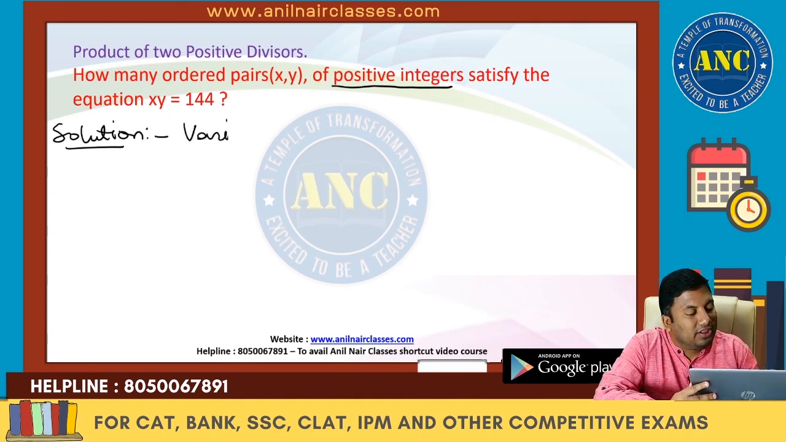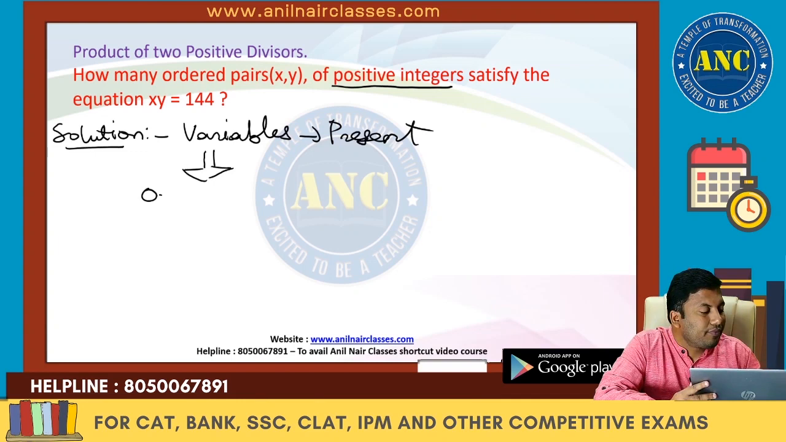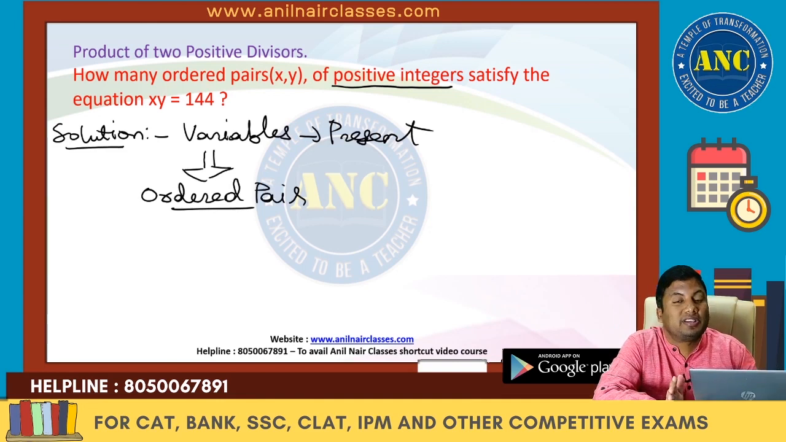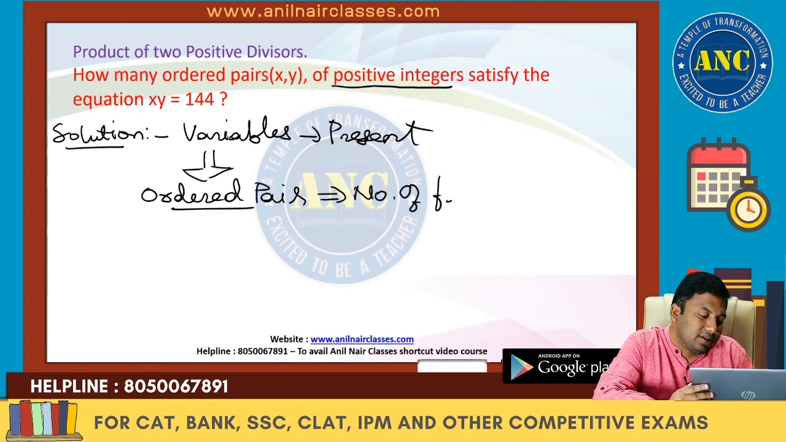Variables are present in the question. Yes, if variables are present in the question, then this case will become an ordered pair. Anyway, it is given in the question. Even if it does not give, if variables are present in the question, it is an ordered pair. Ordered pair is nothing but the number of factors.